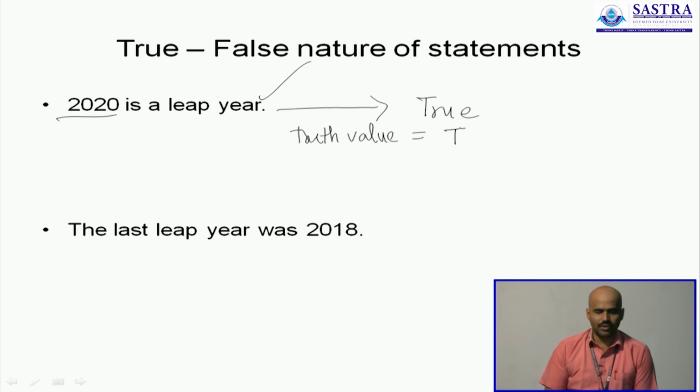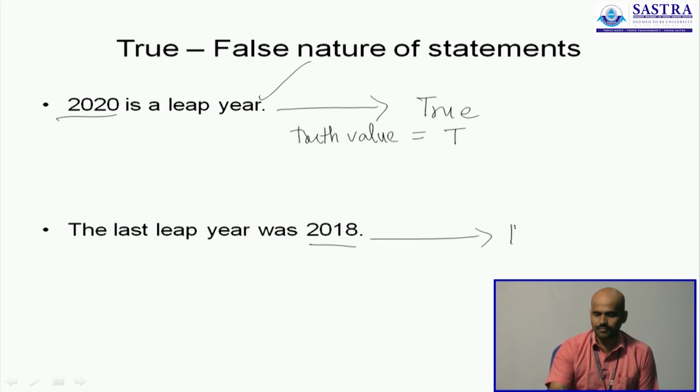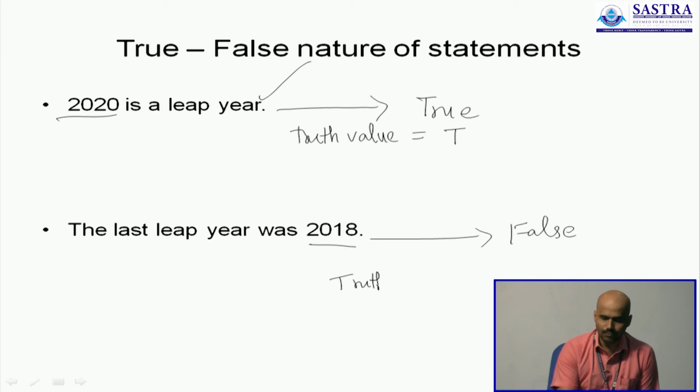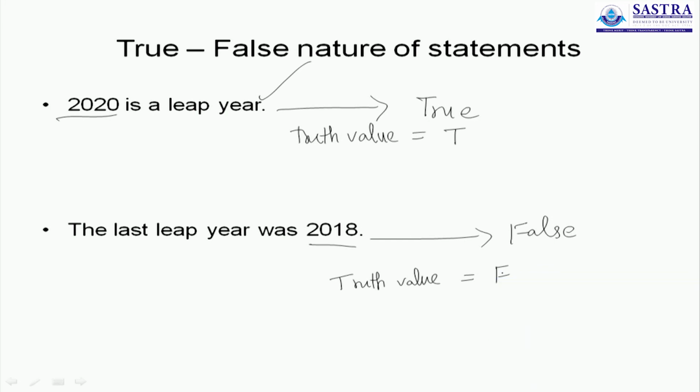The second statement here is about the previous leap year. It says the last leap year was observed in the year 2018. Now we know that this is false, because leap years are observed once in every 4 years. So the previous leap year must have been observed in 2016. This is false, hence its truth value is false. Now this is where the idea of zeros and ones come in.